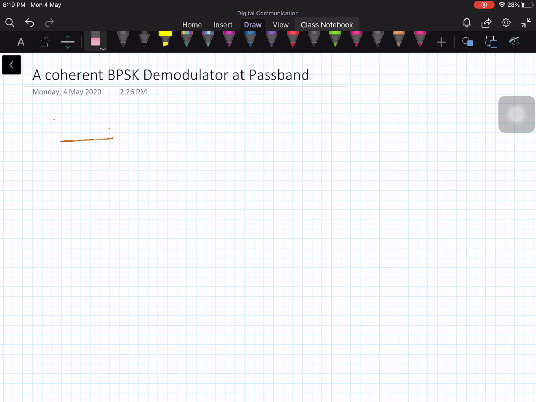In this lecture, I am going to talk about a coherent binary phase shift keying demodulator at passband. So the input signal is at passband and the matched filter is also at passband. Okay. Now before I discuss this, let me recapitulate.